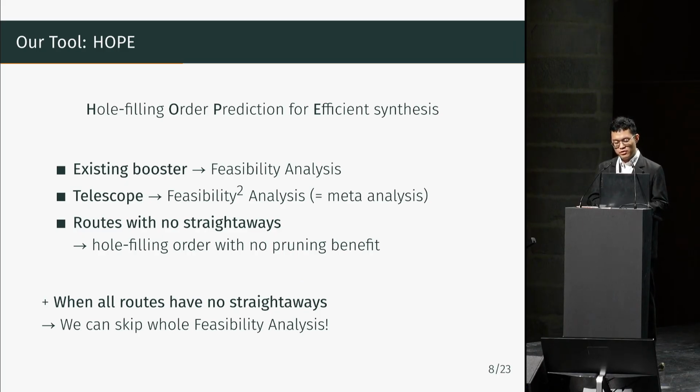HOPE, an abbreviation of hole filling order prediction for efficient synthesis. And matching with the analogy, the booster matches with feasibility analysis, and the telescope matches with feasibility scale analysis, which is meta-analysis, and routes with no straightaways match hole filling orders with no pruning benefit. And we can also figure out that when all routes have no straightaways, we can skip hole feasibility analysis.